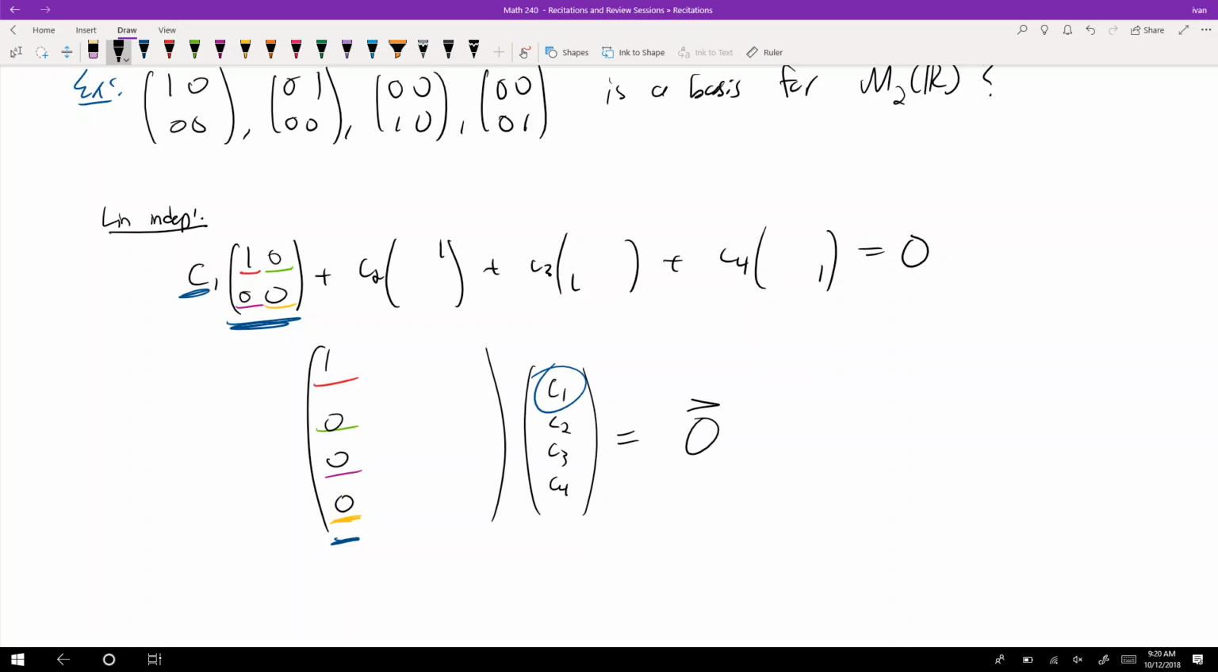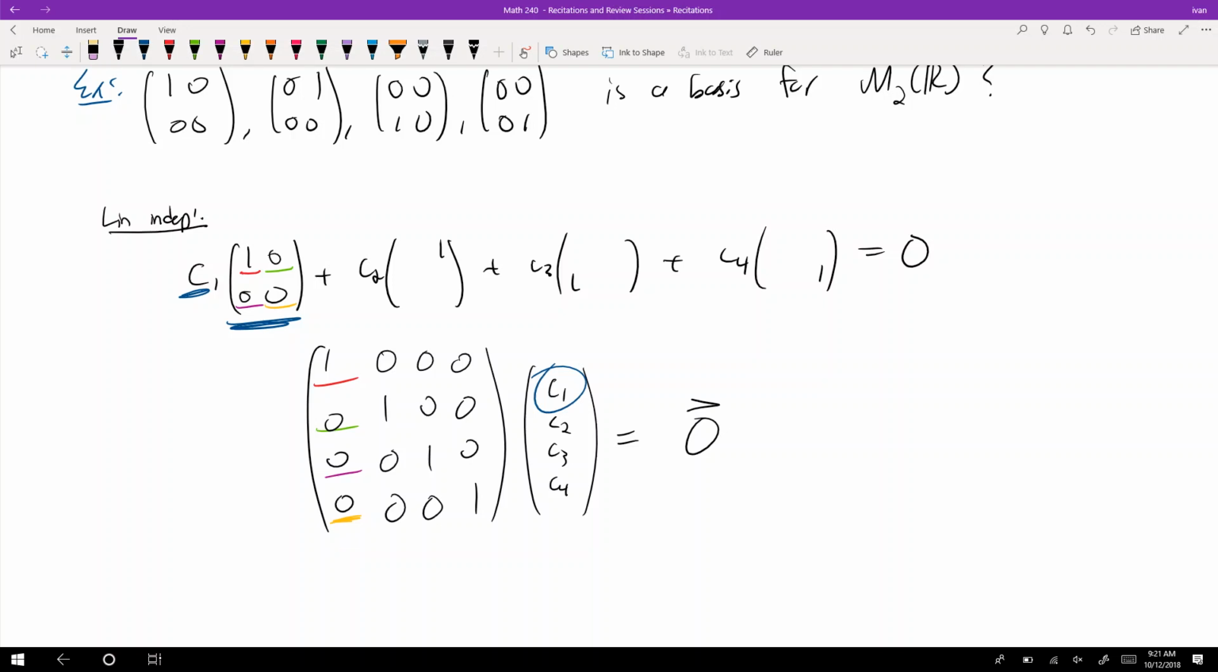And then for the second matrix, 0, 1, 0, 0. Third matrix, 0, 0, 1, 0. And then for the fourth matrix, 0, 0, 0, 1. Is everyone okay with that? So essentially what we did is we had to unravel these matrices and put them into columns.